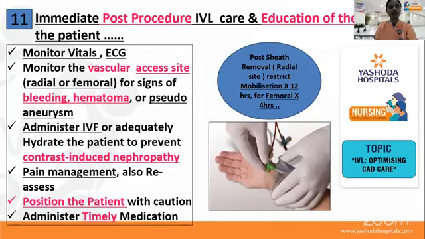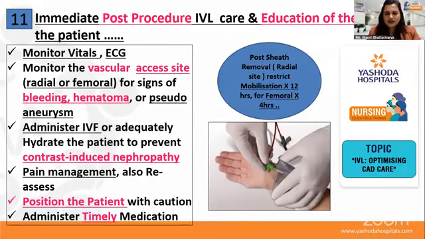Position the patient with caution, because if femoral access is done, the leg will be immobilized. Also administer timely medications. In this picture, we can see the post-sheath removal and immobilization timing. They restrict the radial side for 12 hours and the femoral side for 4 hours. We need to restrict the patient's mobilization. So, sheath removal is very important, sir. I think the point which Anusha has said is to be acknowledged.